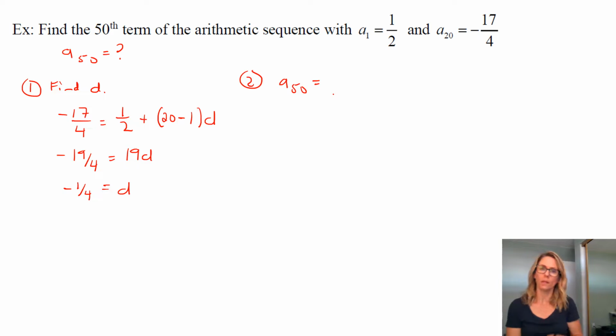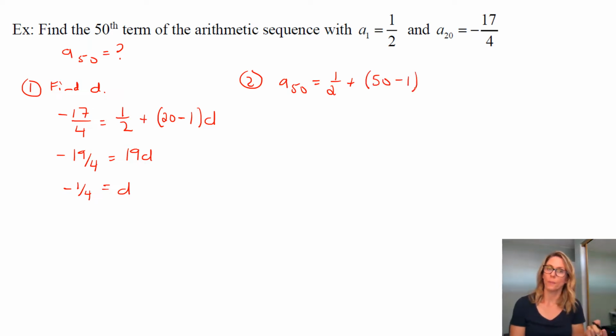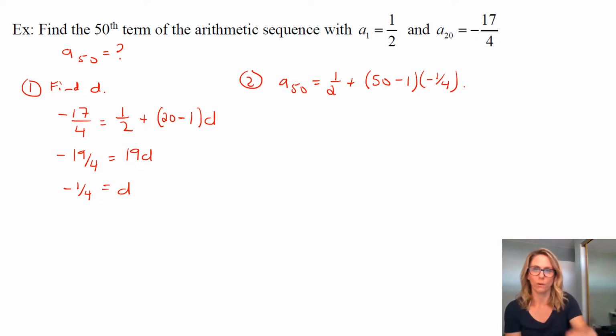A sub 50 should be, following our formula, a sub 1 plus n minus 1, n is now 50, times our common difference, which we know to be negative 1/4. What we should notice is a sub 20 is a smaller number than a sub 1 because we started with a positive, and a sub 20 is negative. So it is telling us that our common difference should be negative. And now that we're looking at a sub 50, we should have an even larger negative.